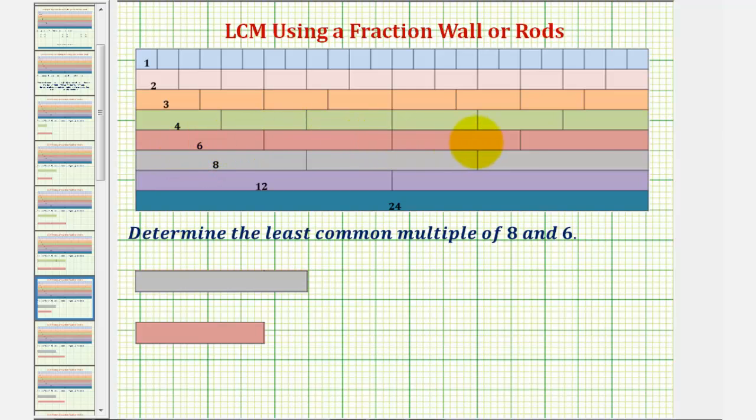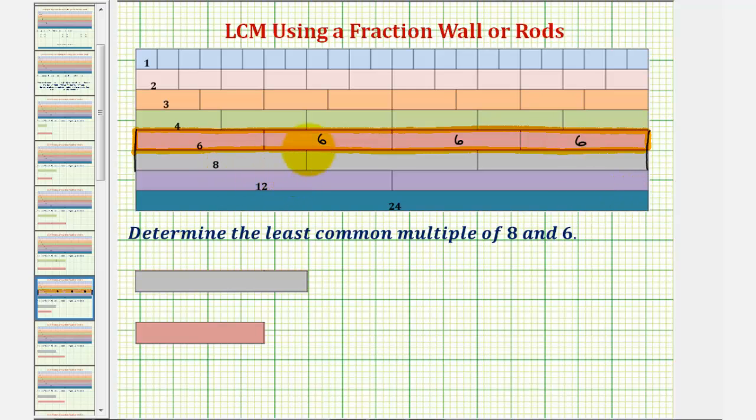So looking at just these 6 rods here and the 8 rods here, notice how the shortest train where the two trains would be the same length would be the train that starts here and ends all the way over here on the far right. Looking at just the 6 rods, it would take 1, 2, 3, 4 rods to form this train. So we have 4 copies of 6, which means the length of this train would be 24. Notice how these 4 6 rods have the same length as one 24 rod.